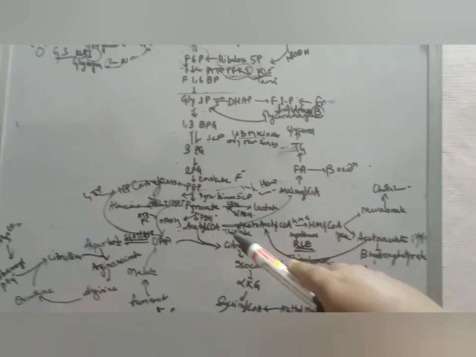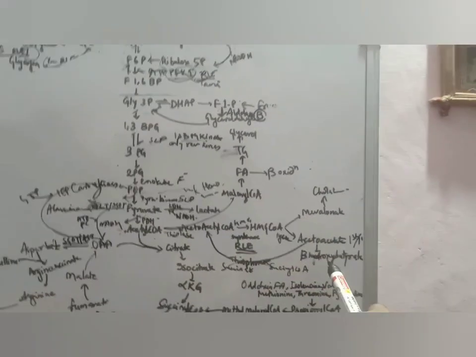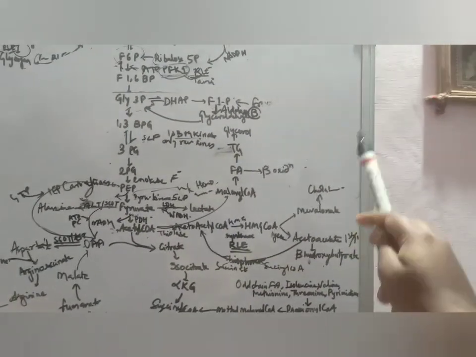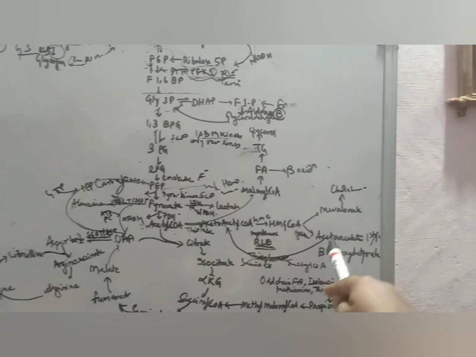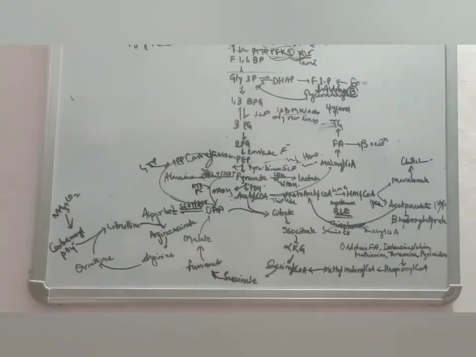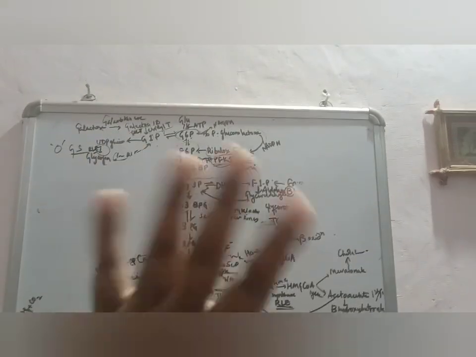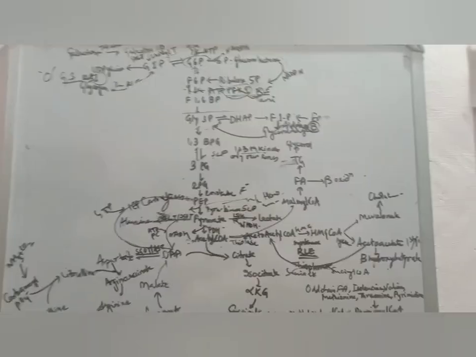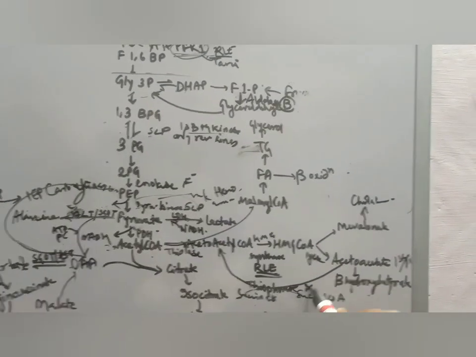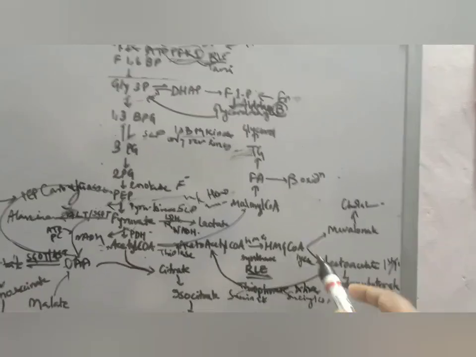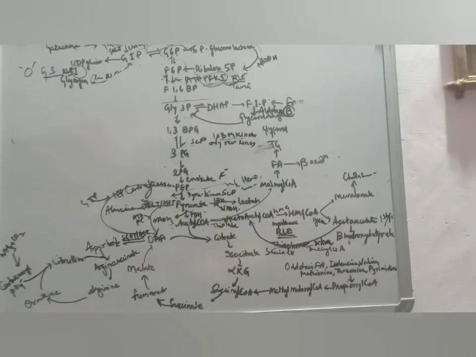So the conclusion is that thiolase is the enzyme involved in ketone body synthesis, but thiophorase is the enzyme involved in ketone body breakdown. Got it? What is the difference between ketone body synthesis and breakdown? Remember, ketone body synthesis occurs only in the liver. Ketone body breakdown occurs everywhere except the liver. Why? Because the liver lacks the enzyme thiophorase. It is not present in the liver. That is why the liver is not involved in ketone body breakdown.